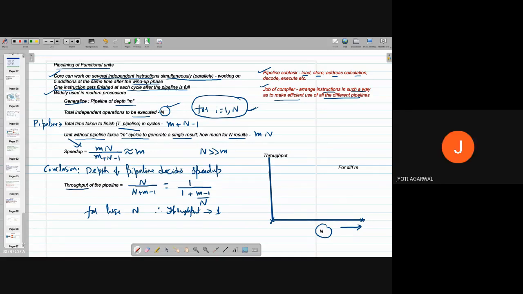1, exactly. If n is very large, my throughput is somewhere here, and if n is very small, let's say 1 or 2, then what will happen to this throughput? It will be close to 0. So it will look something like this. If you really plot this function, it will look something like this. Now let's say this is for m equal to 5.